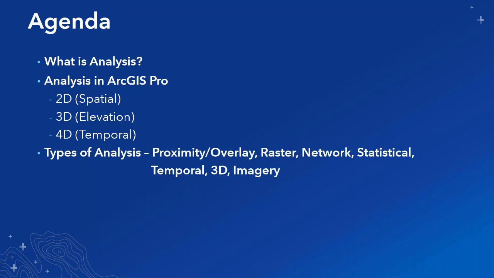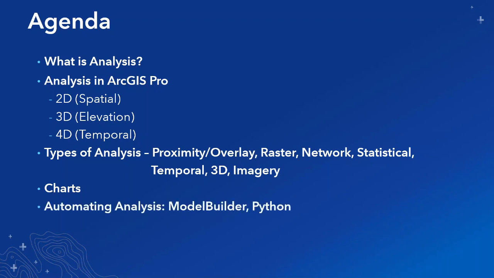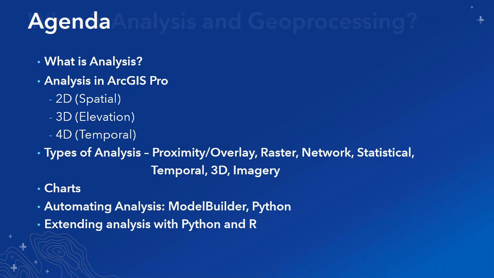And we're going to organize this presentation similar to how the analysis tools are organized in the software. Things like proximity and overlay and raster analysis and network analysis, etc. We're also going to spend some time discussing charting and how the use of traditional non-spatial charts, like bar charts and line graphs, alongside spatial analysis techniques can really enhance your analysis experience. As we come down the home stretch, we'll talk about some ways to automate analysis with ModelBuilder and Python, and then we'll talk about some ways to extend analysis beyond the techniques that ship with the software using Python and R. So a lot to cover, but a lot of good stuff.